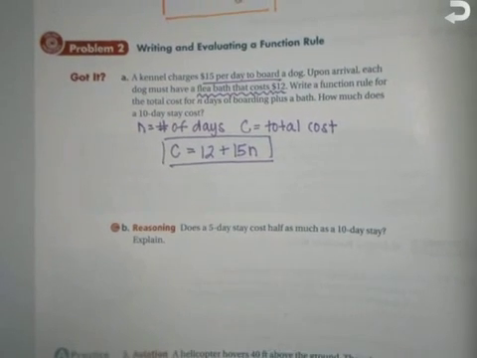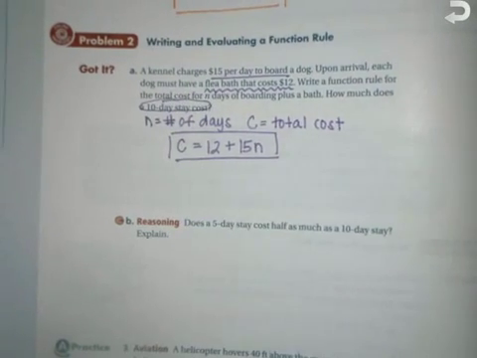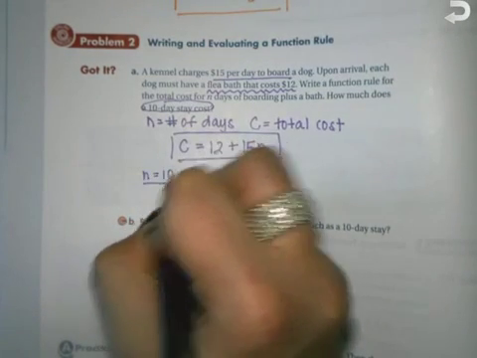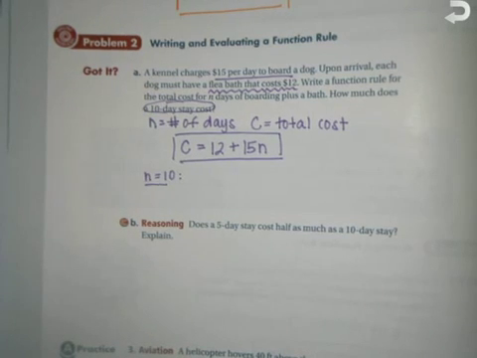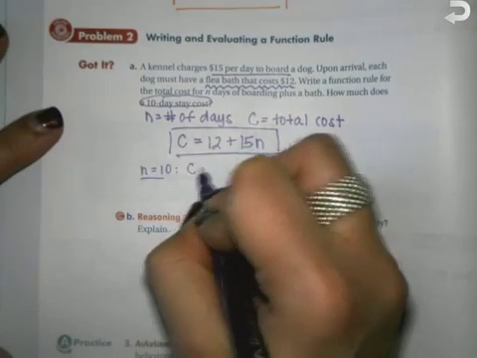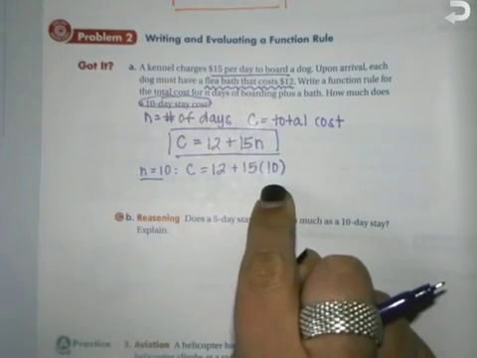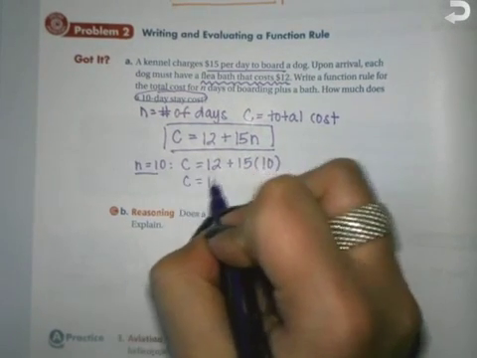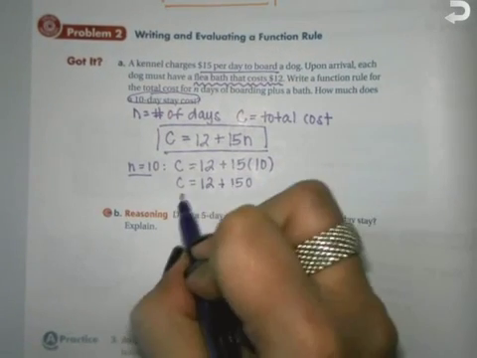Then the question is, how much does a 10-day stay cost? Where am I going to plug in 10? N. So I need you to write it. N equals 10. And then you need to write it in this way, and on your homework you need to write it this way, and on your tests and quizzes you need to write it this way. C equals 12 plus 15 times 10. So you're showing me what you plugged in for N. And then we start evaluating. C equals 12 plus 15 times 10? 150. And so then your total cost is what?